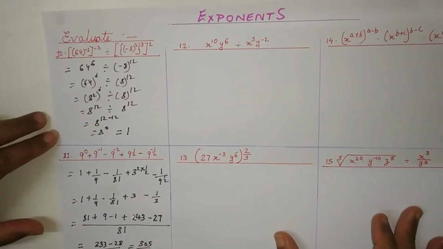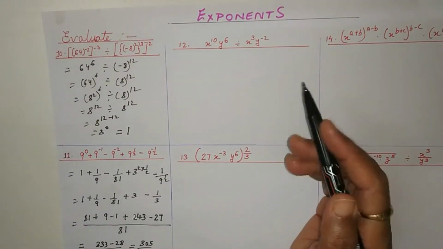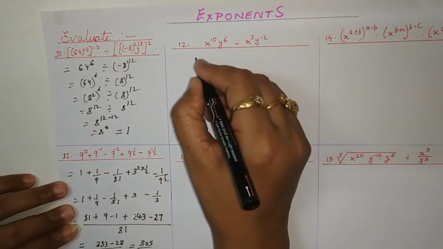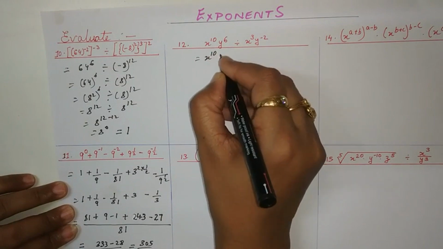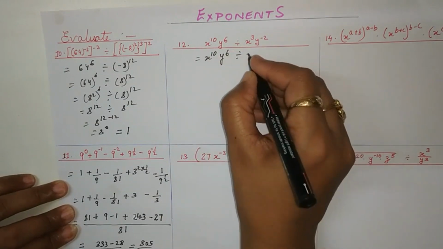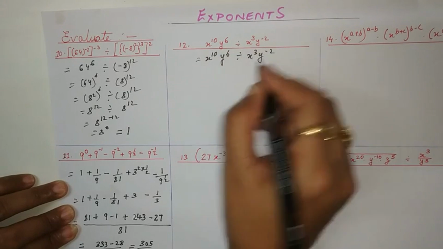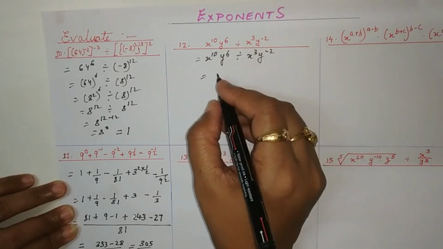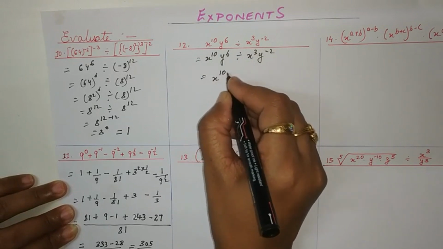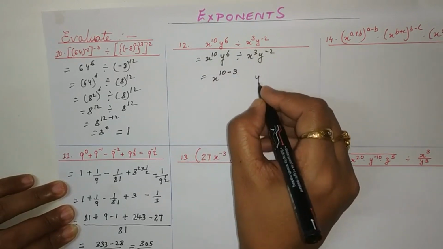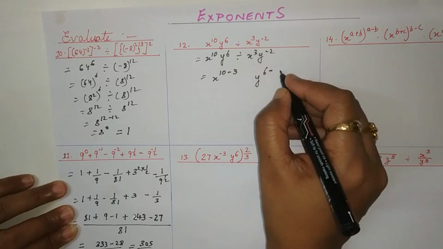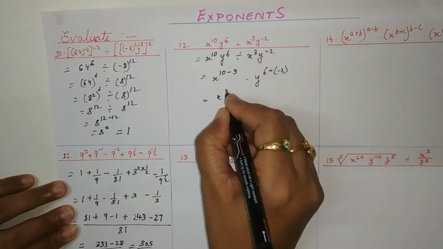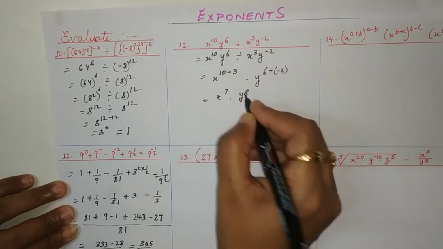Now number 12. When you have same base, like here it is x to the power 10 y to the power 6 divided by x cube y to the power minus 2. So division, that means the powers are subtracted. X to the power 10 minus 3 y to the power 6 minus of minus 2. So you have x to the power 7 y to the power 8.